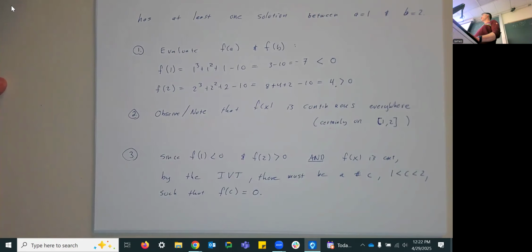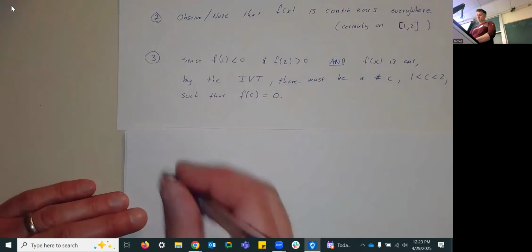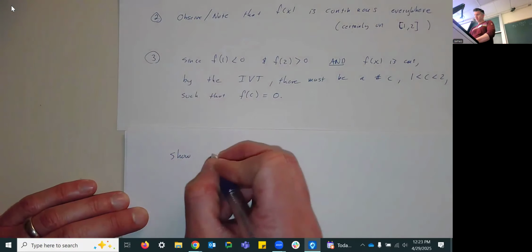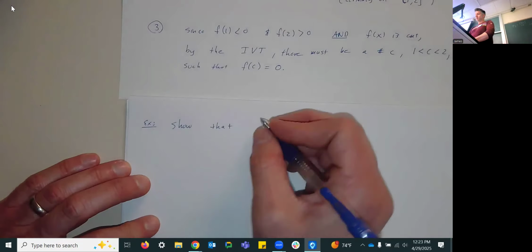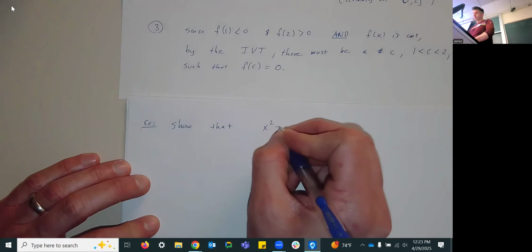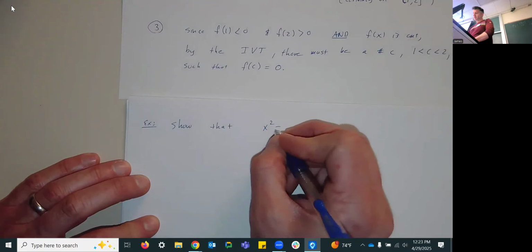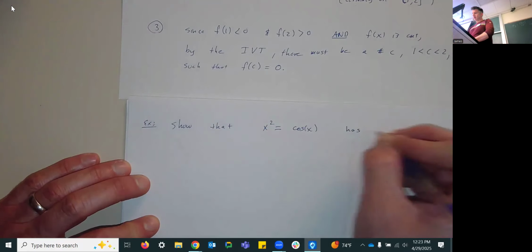It can be a little bit harder to do a problem like this if they don't give you the interval. For example, someone could ask you to show that, I know I said one more, but let's do it that way, show that x squared equal to cosine of x has a solution.